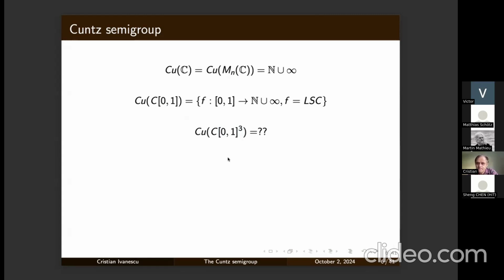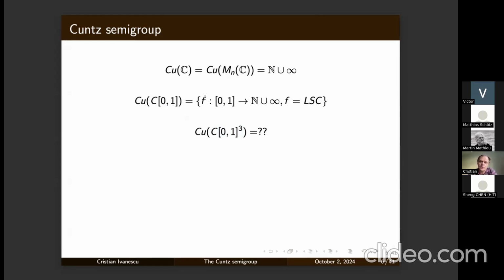Yes, can I ask? You say that F is lower semicontinuous. It means that you are looking at the Cuntz semigroup as a topological group, or at least in this case, N union infinity with its compactification.